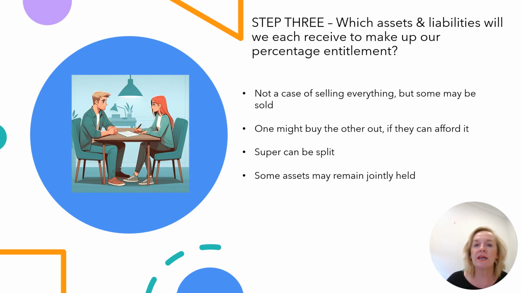We work out which assets and liabilities will be kept by each of you, and then there needs to be a balancing payment to achieve the percentage split, which might be from the sale of assets or one party borrowing against a property to pay out the other. Sometimes people agree to keep certain assets and liabilities jointly, such as a self-managed super fund or a business.